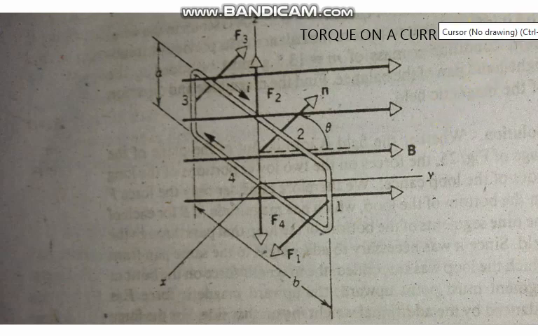Now let us consider this figure for the torque on the current loop. Here you can see a rectangular loop, and the smaller sides are indicated by side 1 and 3. This is the first length segment. This one is side 2, the second length segment, side 3, the third length segment, and side 4, the fourth length segment. Now the shortest sides have a length A, and the longer sides have a length B.